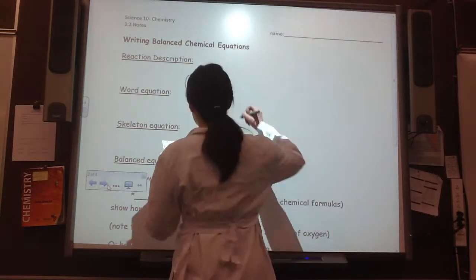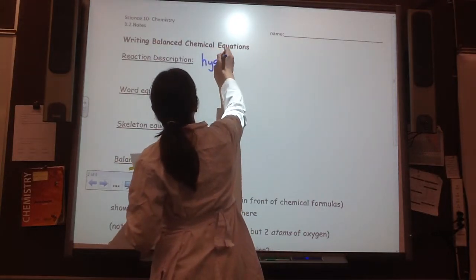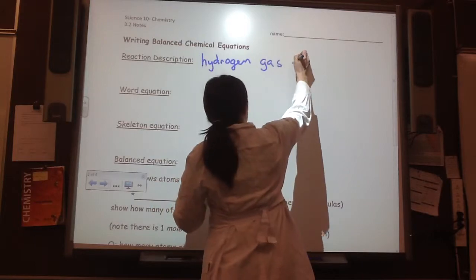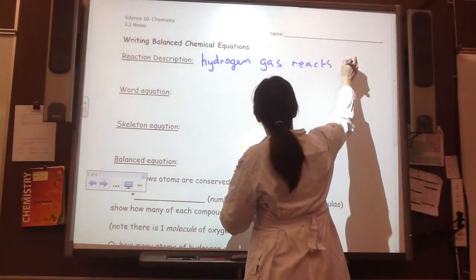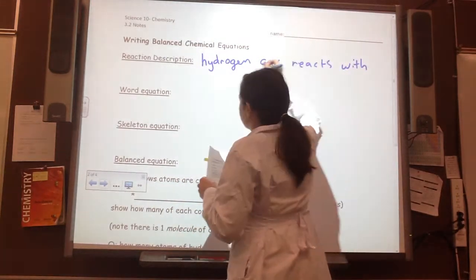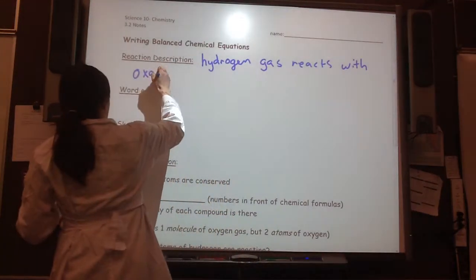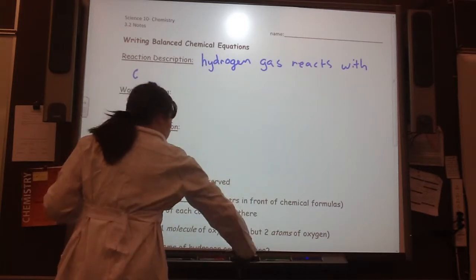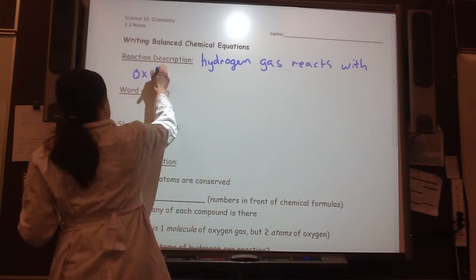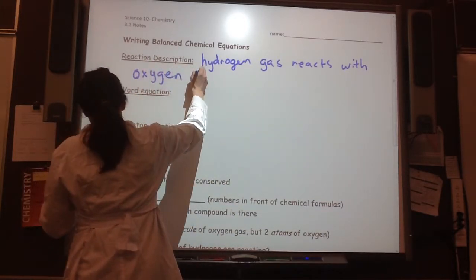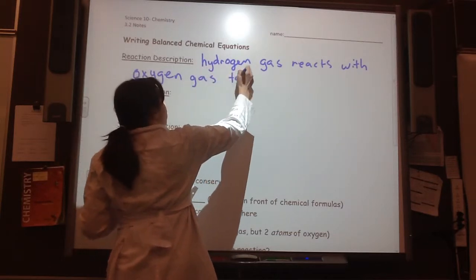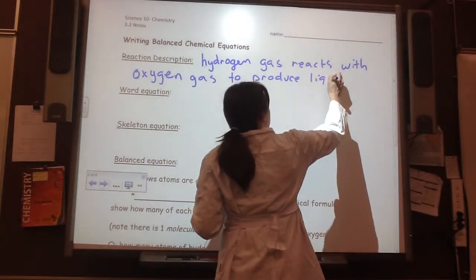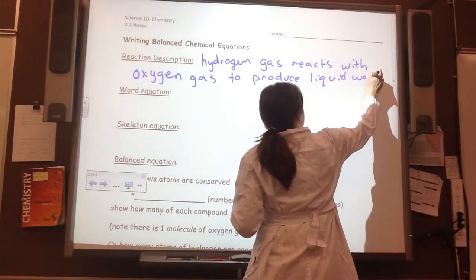So here, say we have hydrogen gas reacts with oxygen. Oops, I spelled oxygen wrong. Oxygen gas to produce liquid water.